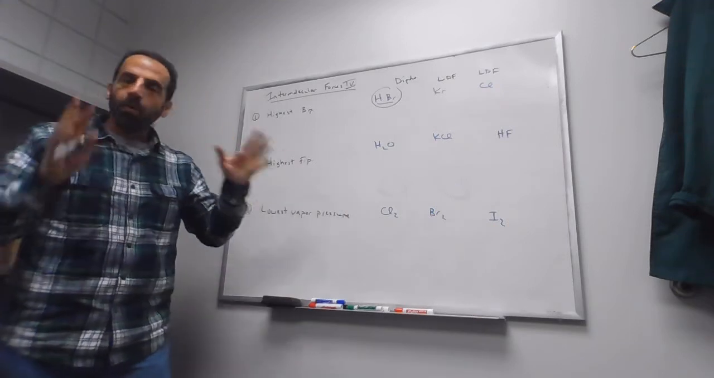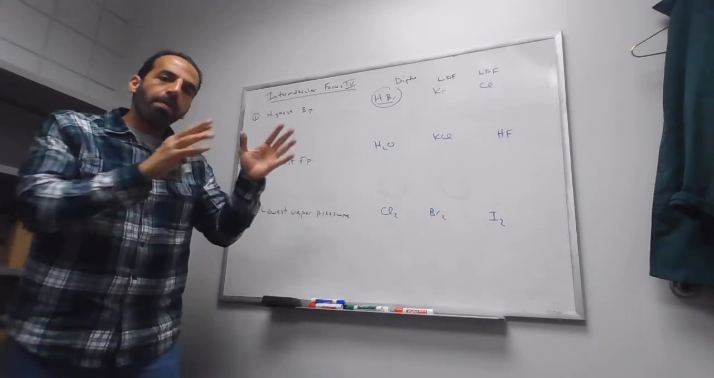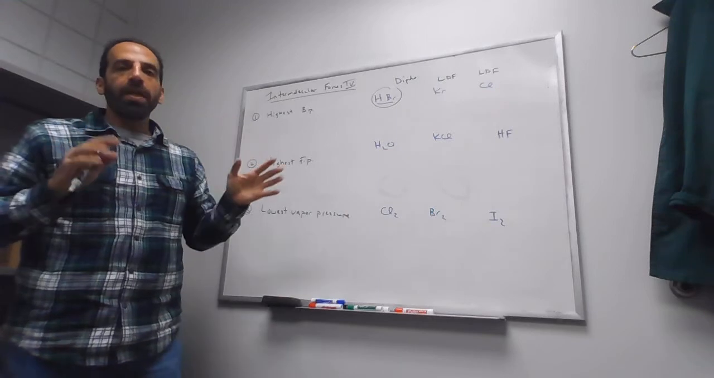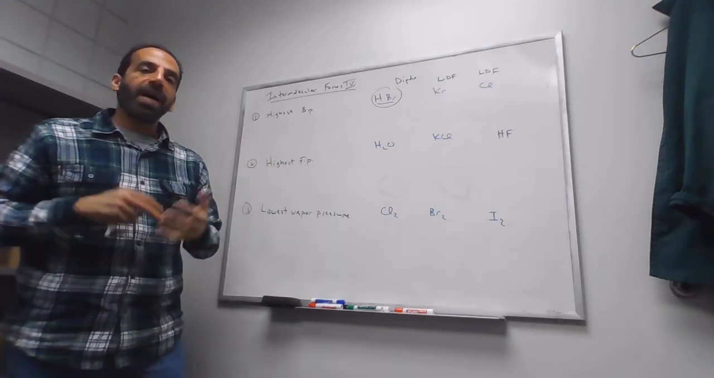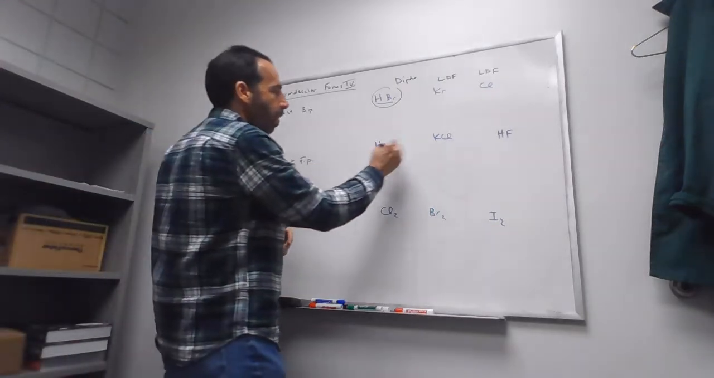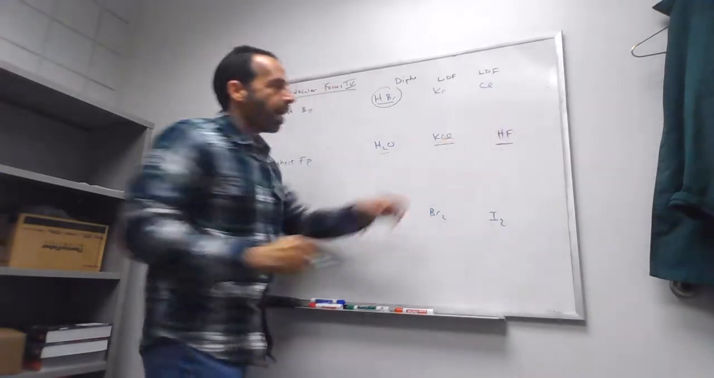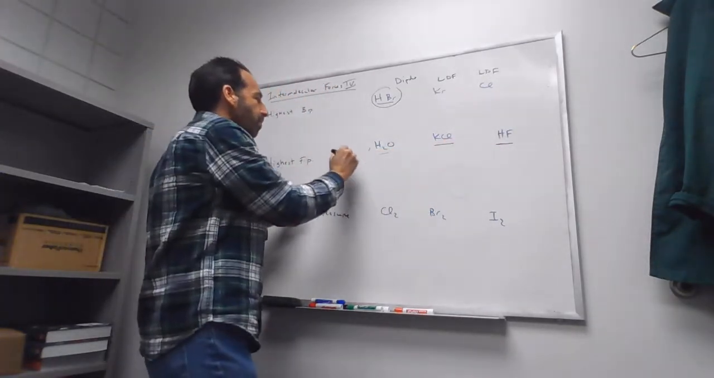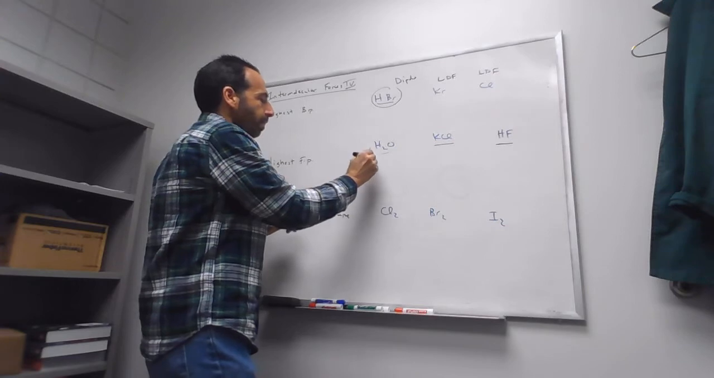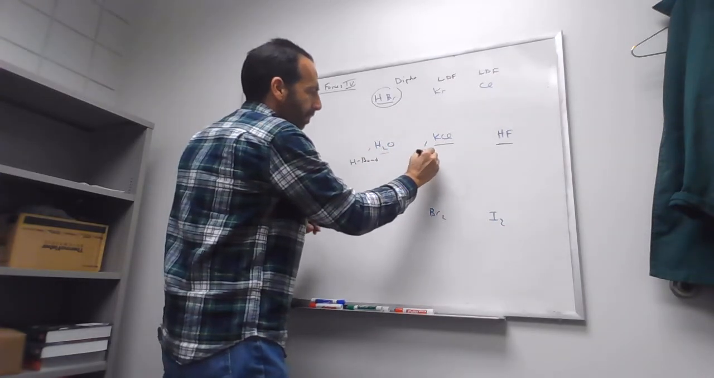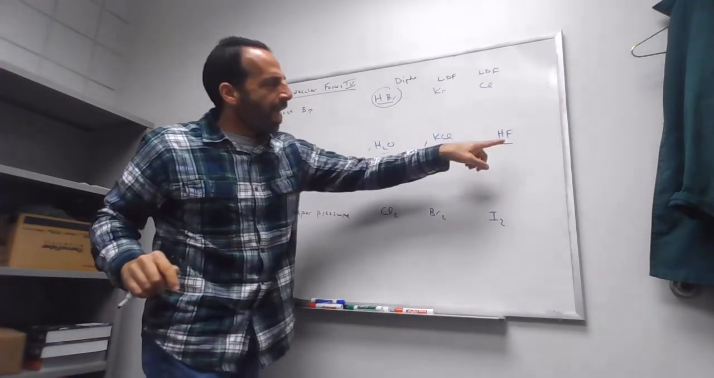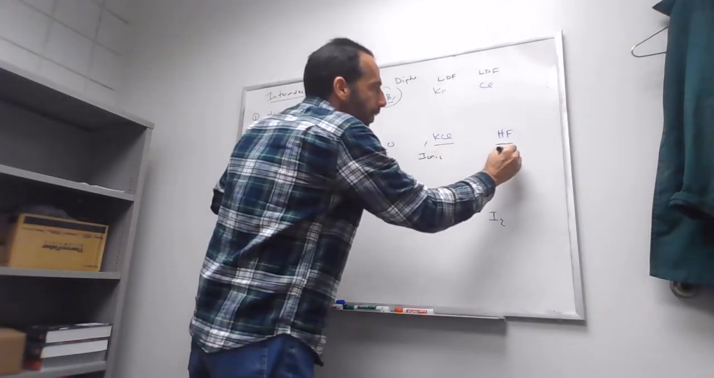Highest freezing point works basically the same way. If the molar masses are similar, the strongest type of intermolecular force will have the highest freezing point. So if I compare water, potassium chloride, or hydrogen fluoride, this one has hydrogen bonding. This is ionic, and then this one has hydrogen bonding too.